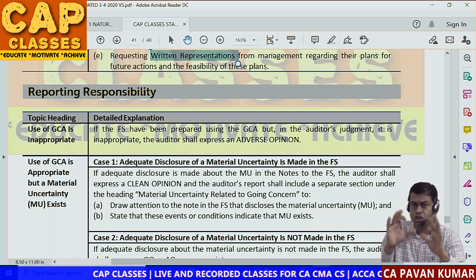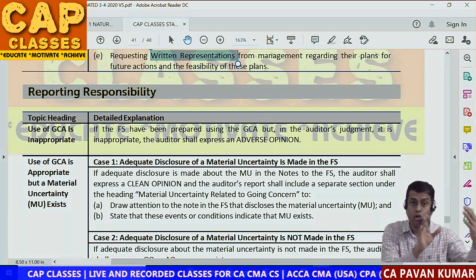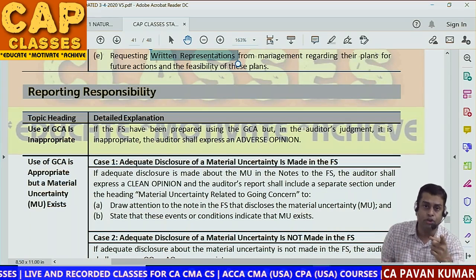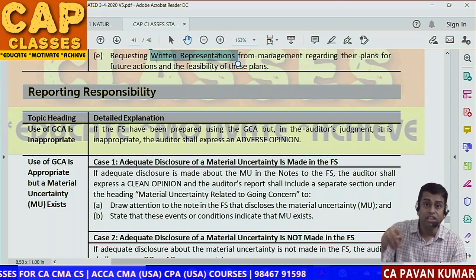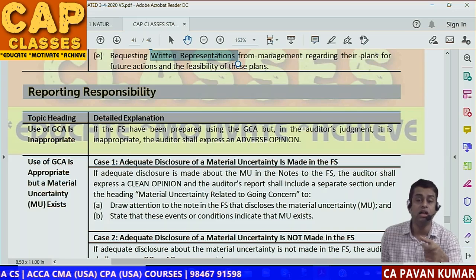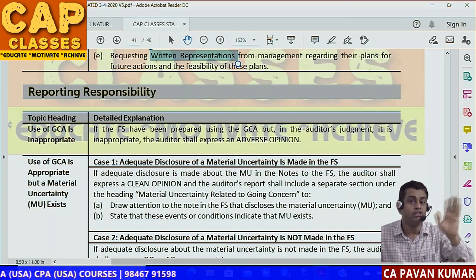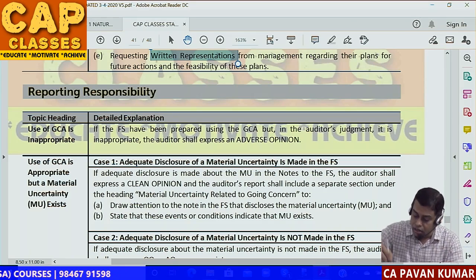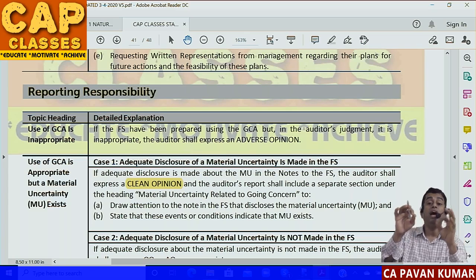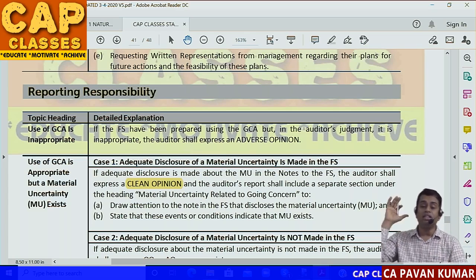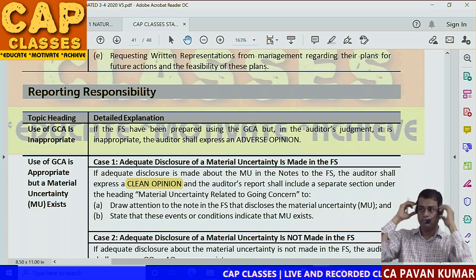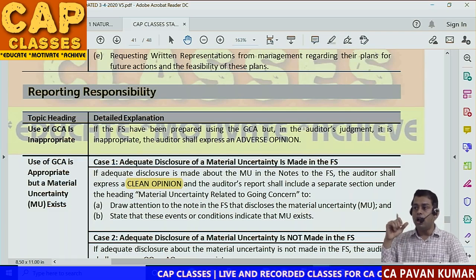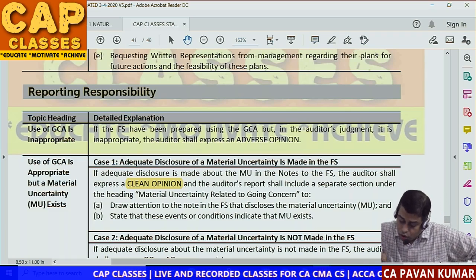I give clean opinion. There is no problem to true and fair financial statements. For 2019-20, financial statements are true and fair view. But after that something happened because of which I want to bring something about going concern. So my opinion on financial statements is not affected. I'll give clean opinion. The auditor will give clean opinion with a highlighted para: material uncertainty relating to going concern. I'll put one heading. Why? To draw the attention of people.